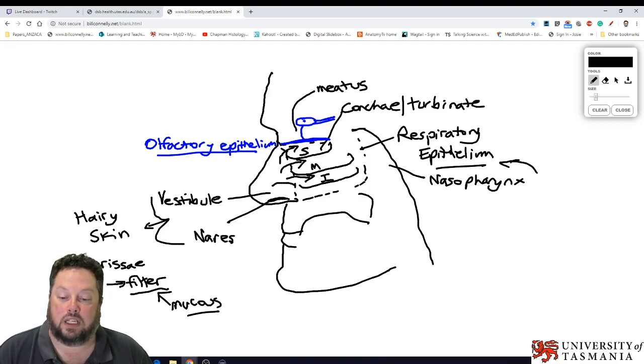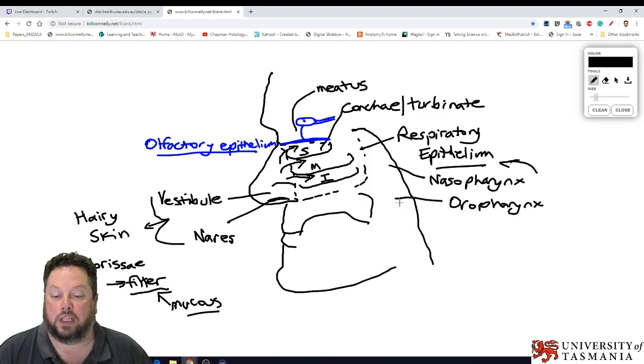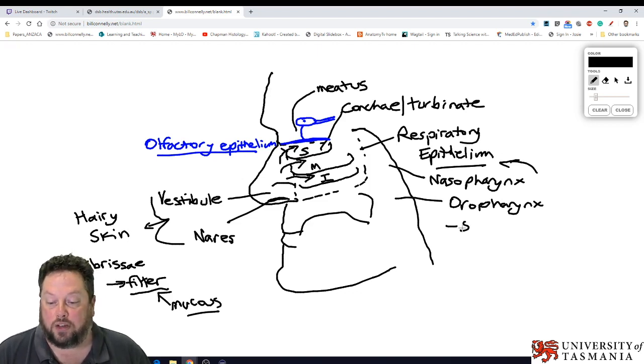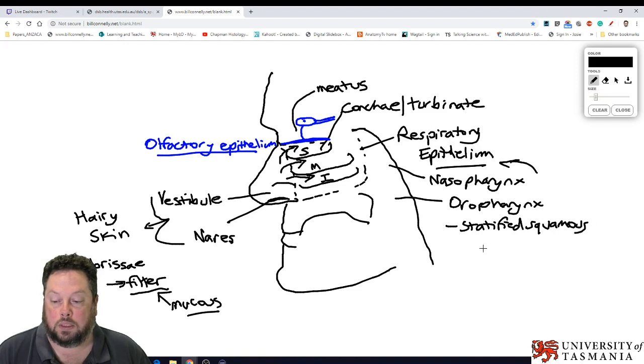Then we have this region here, which is known as the oropharynx. Now the oropharynx, because it is a mix between the pharynx and the oral cavity, and it has a potential for abrasion, doesn't have respiratory epithelium. It's actually lined by a stratified squamous epithelium. So it's a protective epithelium, and that'll be a non-keratinized type of epithelium. So the oropharynx is lined by that.